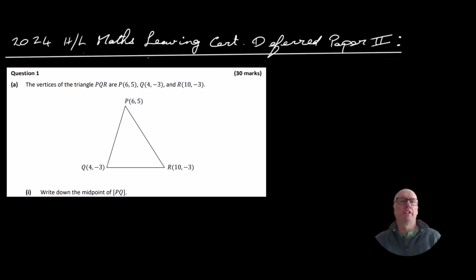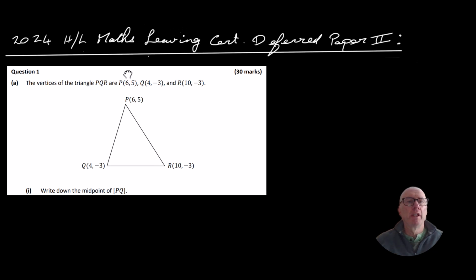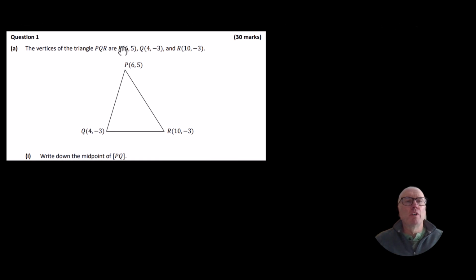Okay, so this is Paper 2 for 2024 Higher Level Maths Leaving Cert Deferred Paper 2, Question 1. In Question 1, the vertices of the triangle PQR: P is (6, 5), Q is (4, -3) and R is (10, -3). So we're given a triangle here. We just have to find the midpoint of PQ. It's a very simple question.